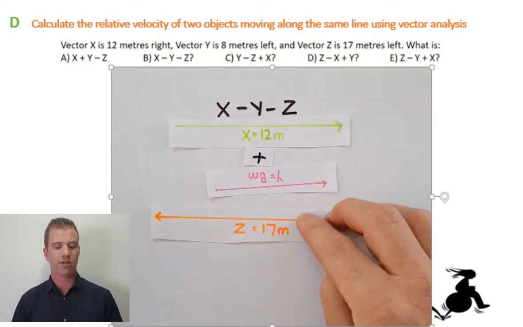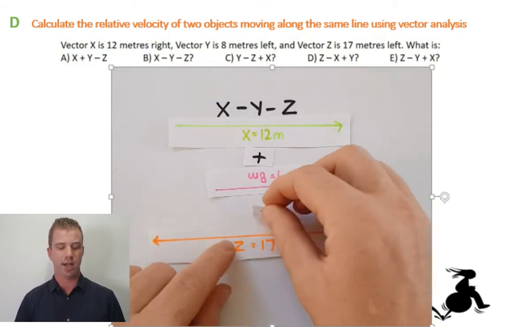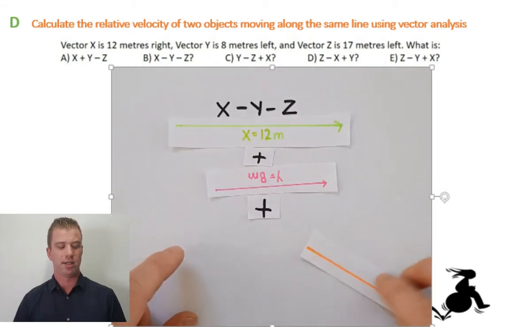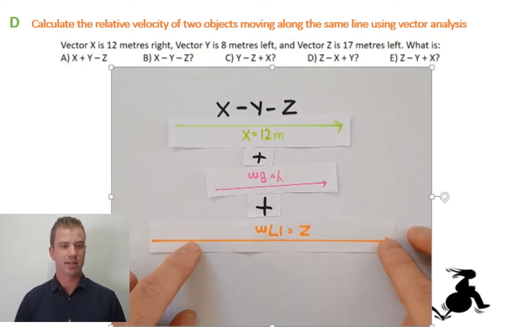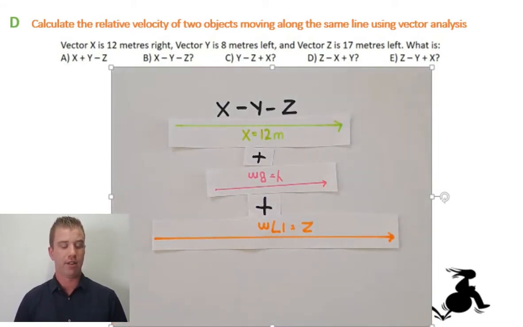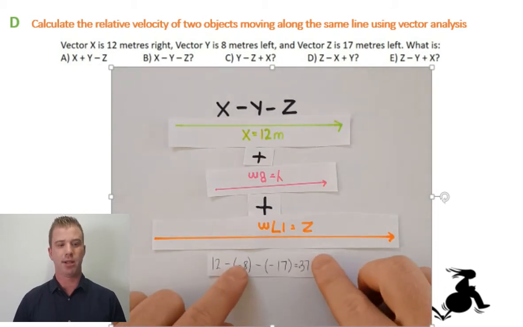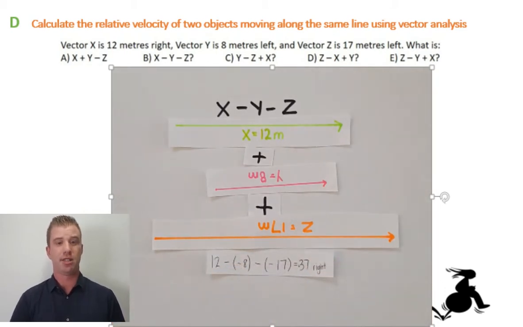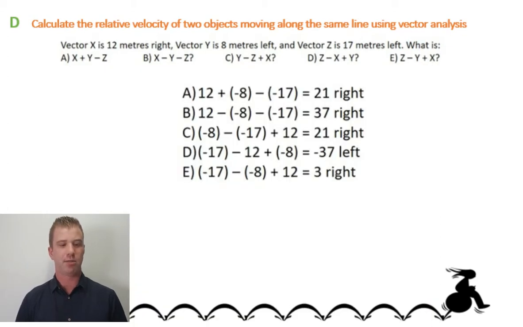Now you should have got positive 21 to the right for y minus z plus x, so the third one. For the fourth one, which is z minus x plus y, you should get minus 37 to the left. And for the last one, z minus y plus x, you should get 3 to the right. And I've got the working out as shown.